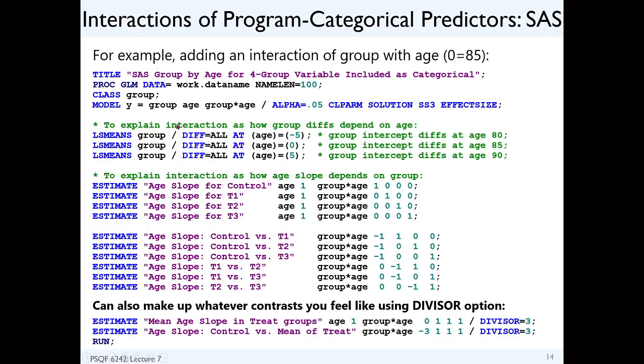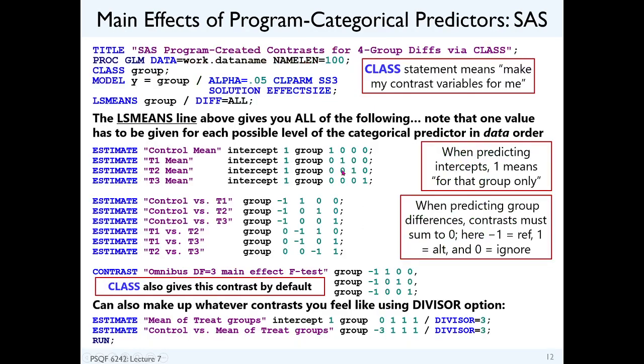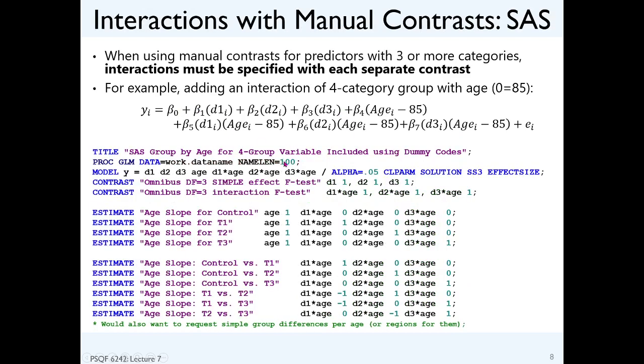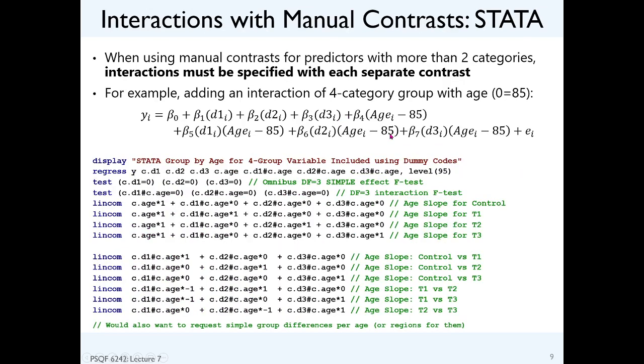So let me show you the categorical version of the same model that we looked at before. Just to recall this idea, where we have differences between the 4 groups and how the age slope differs between the 4 groups. This is what it looks like if I'm doing the manual coding. This is what it looks like in SAS on slide 8. This is what it looks like in Stata on slide 9.